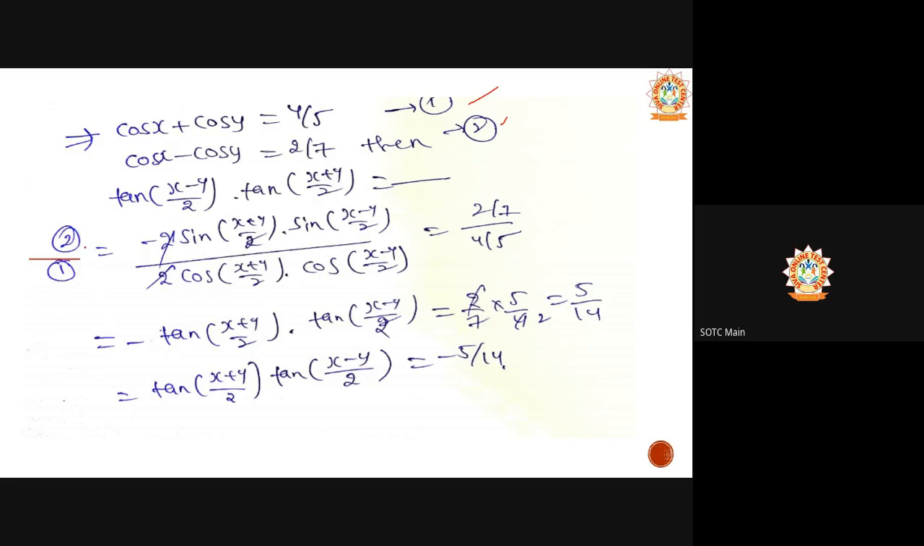In case you did 1 by 2, what comes? Minus cot of x plus y by 2 into cot of x minus y by 2. Numerator becomes denominator, denominator becomes numerator. So cot comes. Since we need tan, what should we do? Take the reciprocal on both sides. Suppose your answer comes as minus 14 by 5. Since we need tan, you take the reciprocal, so dividing 1 by minus 14 by 5, it will come minus 5 by 14. Like that.